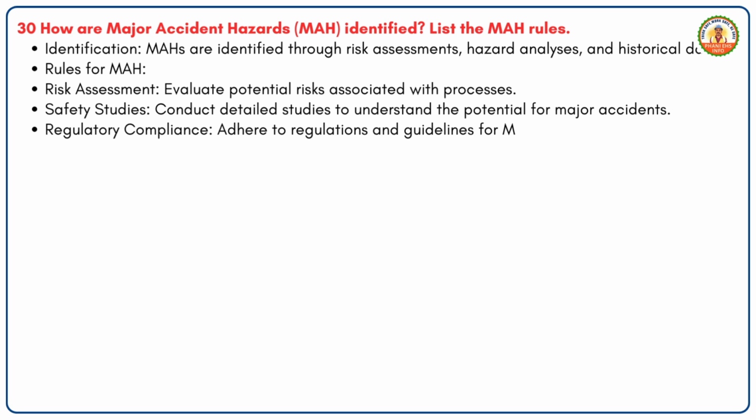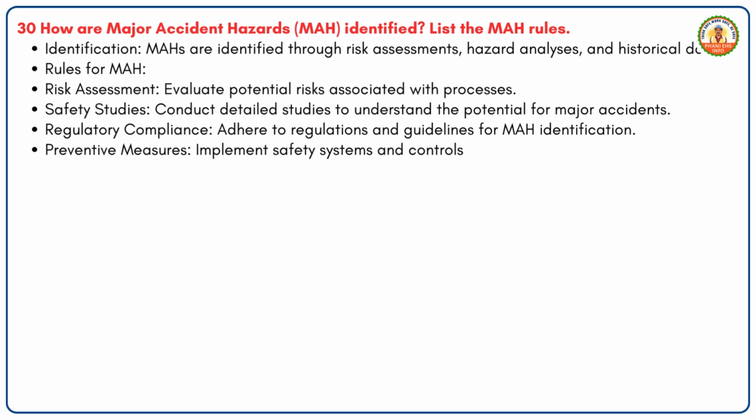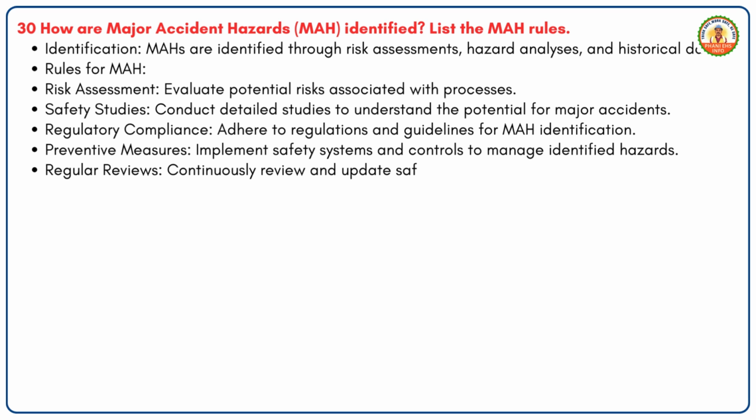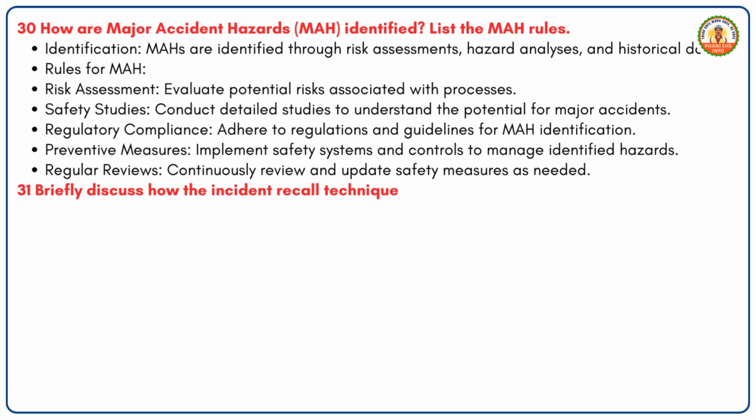Regulatory compliance: adhere to regulations and guidelines for MAH identification. Preventive measures: implement safety systems and controls to manage identified hazards. Regular reviews: continuously review and update safety measures as needed.